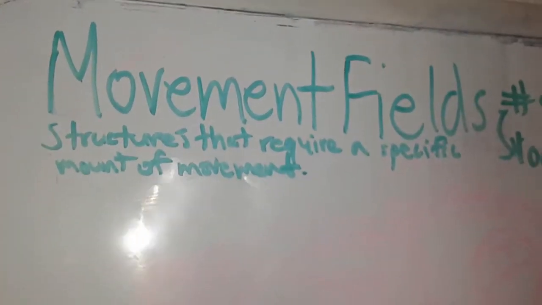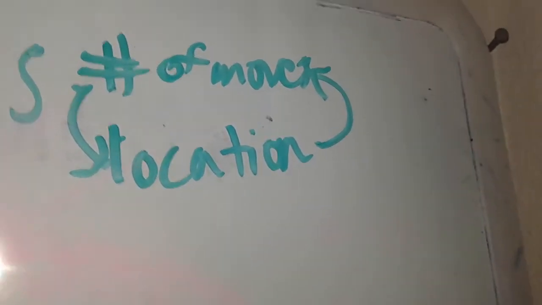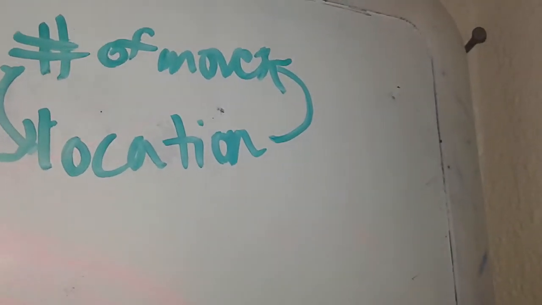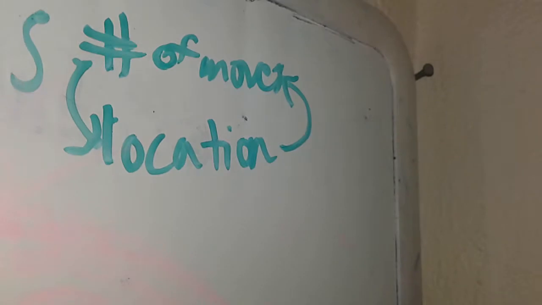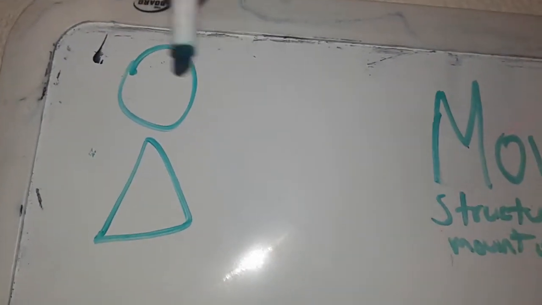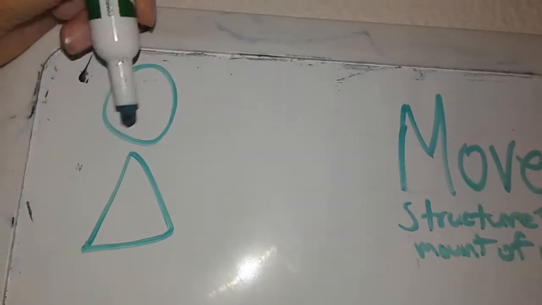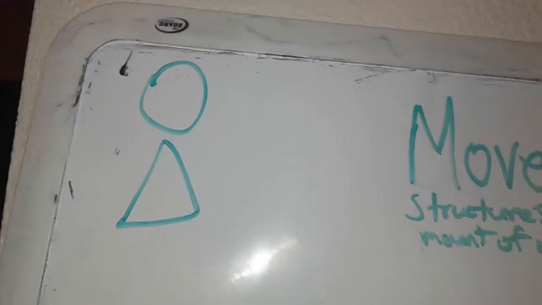Movement fields are structures that require a specific amount of movement. So if you have two pieces of information, the number of moves and the location, then you're fine. But if you only have one, you can use one to solve the other, no worries. So for starters, you can use any closed shape. I prefer a circle because it has the least amount of area overall, usually if they're put on the same paper.